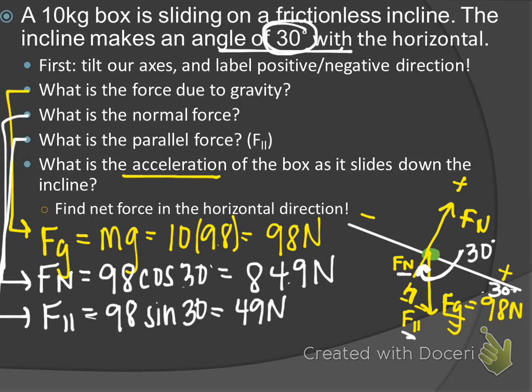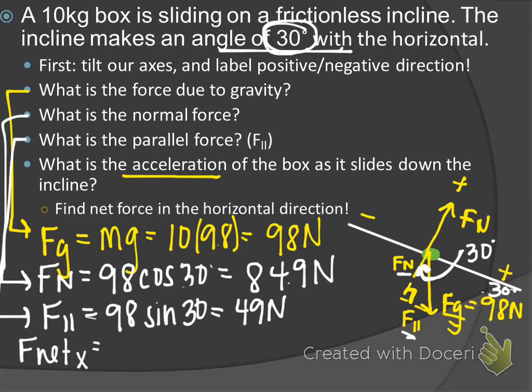All right, so now we've got our gravitational force. We've got both of the components of that gravitational force as well. Now we're going to start looking at the acceleration as it slides down the incline. So as it's moving down the incline, we know that it's not moving vertically at all. It's only sliding on the incline. It's not moving up and down off the incline at all. So we're only looking at horizontal forces. That means we need to find our net force in the horizontal direction.